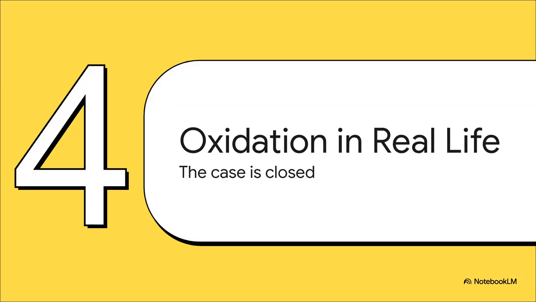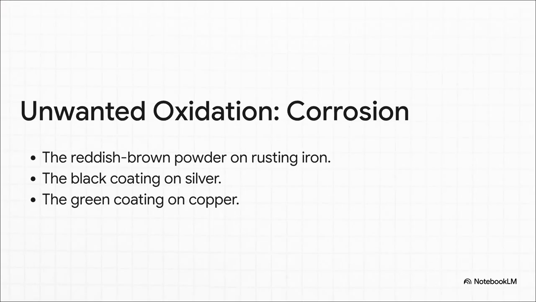Okay, we've cracked the code. We've learned the classic plots. For our final act, let's bring our detective skills all the way back to where we started and solve some real-world mysteries. We're going to focus on one of the most common reactions out there, oxidation. Hey, remember that rusty iron pan from the beginning? Well, rusting is just the common name for corrosion, and corrosion is just a slow oxidation reaction.